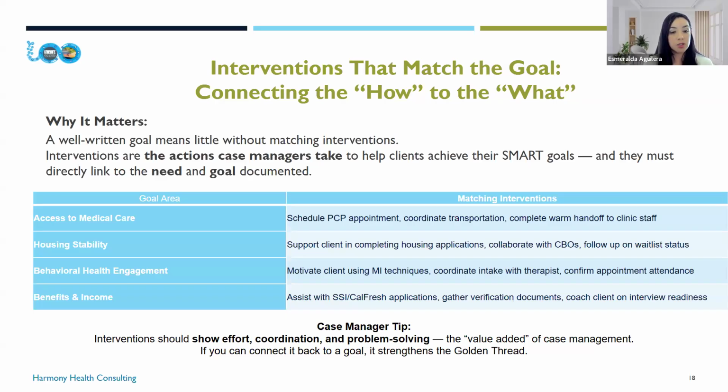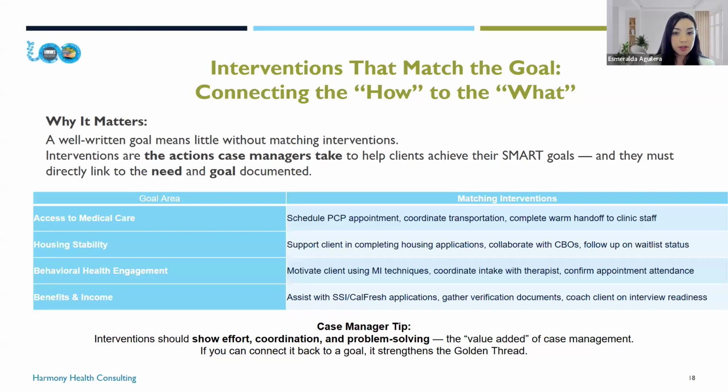Interventions need to show effort, show coordination, show problem solving, direct linkage to assessed needs and your care plan's goals. So if the intervention cannot be tied back to your goals, then that weakens the golden thread. And we just got to make sure that we are supporting our clients with the interventions.